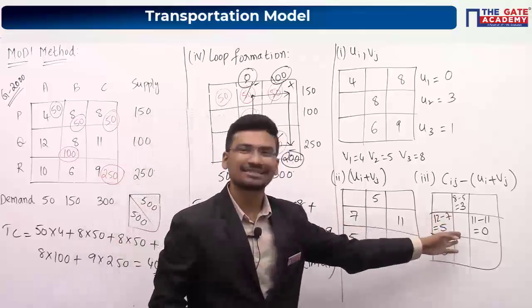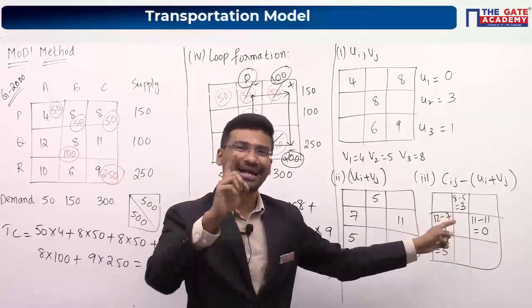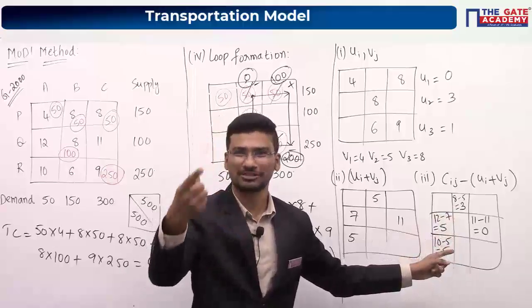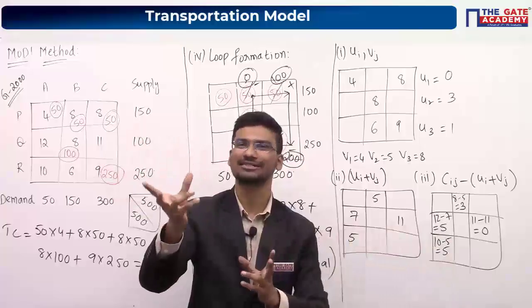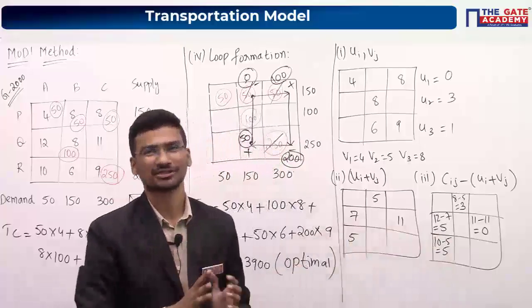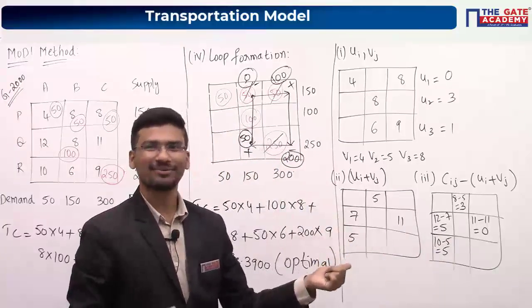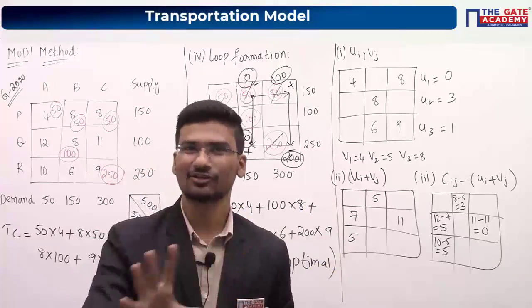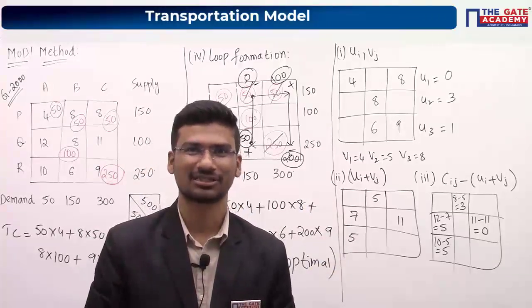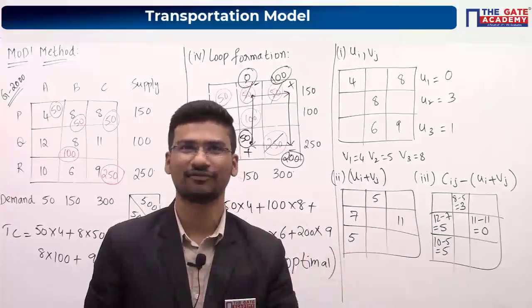See, if in this particular cell you have a negative element, again you have to follow the same procedure: loop formation, addition, subtraction, allocations. Same thing, it is an iterative process. So if you have a negative element, again you have to formulate a loop. Don't worry, they will not ask that lengthy questions in the GATE examination, because with more than one iteration it becomes very difficult.